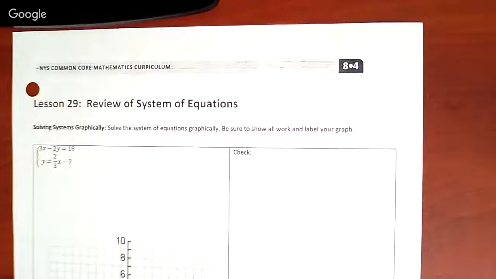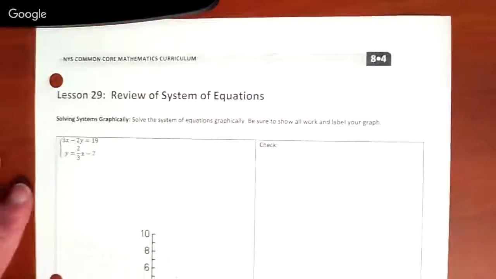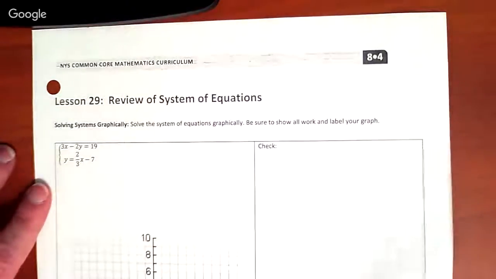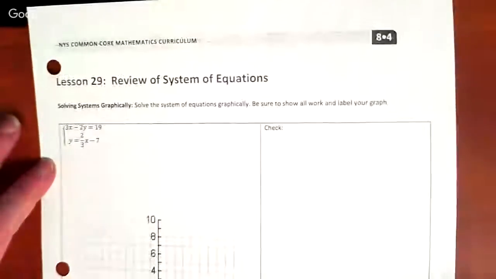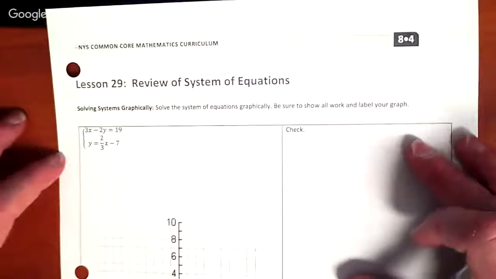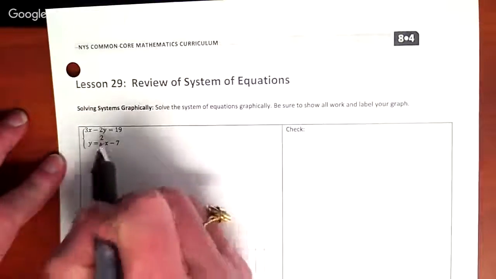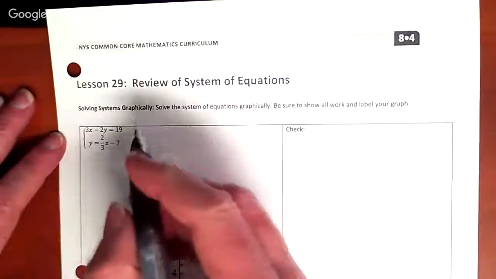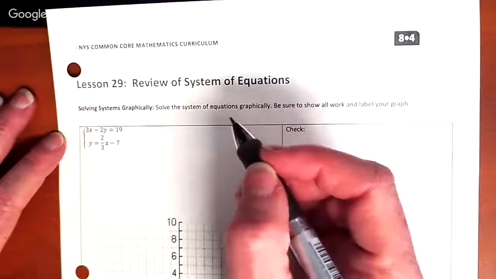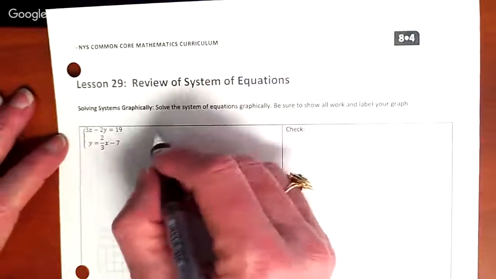This is lesson 29, review of system of equations. To solve the system of equations graphically, be sure to show all work and label your graph. This first equation would be best to graph by our intercepts.